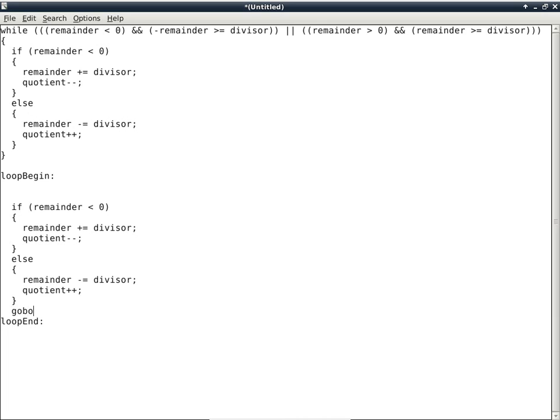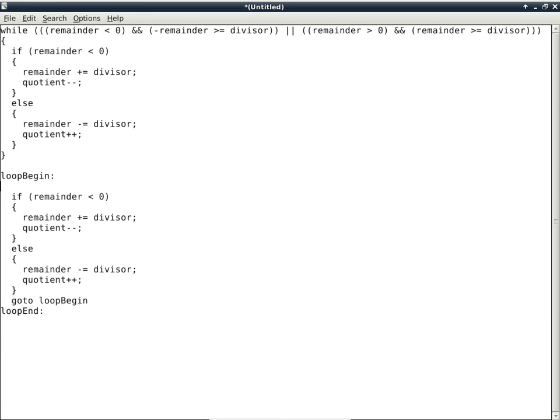And then you also have to remember that you need a goto to loop begin here, because this is a loop after all. And then on the top here, you just have to say, if this condition is false, I'm going to loop end. So translating that into C is if blah blah blah, goto loop end, and that whole thing turns out to be the negation of this mess here.